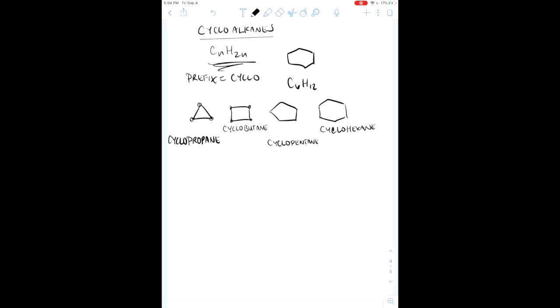Remember, we've got our straight chain, and then we've got our branched, where we can have branches all over the place. It can get really complicated. And then we also have our cycloalkanes, which are forming rings, with 3 members being the smallest type of cycloalkane that's possible.